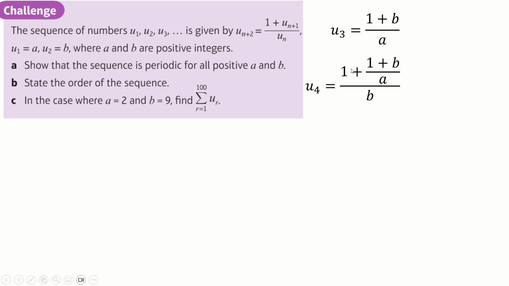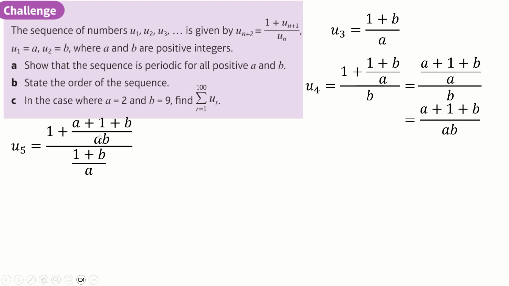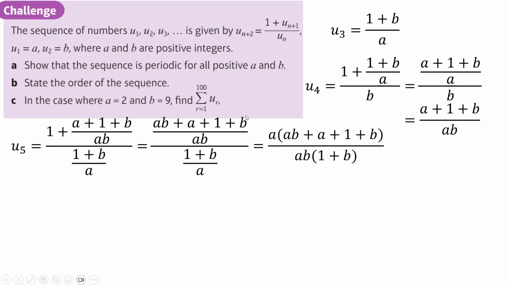I'm going to try and simplify that up a little bit, because this can be written as a over a. So this is a plus 1 plus b over a, and then this all over a can just go underneath there, and I think I'll end up with that. Which means that u5, and this is a complete mess, but let's just keep going with it. u5 is 1 plus u4, which is this, over u3, which is that. Okay, so this is ab over ab, so let's put those together, and then let's shift this ab down to here, and maybe this a all the way up to the top, and we get this.